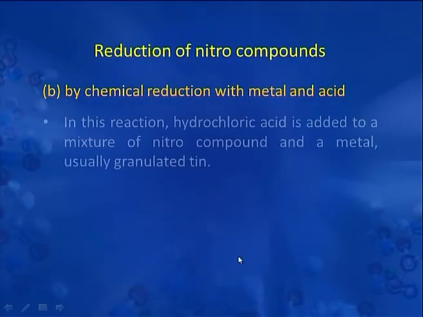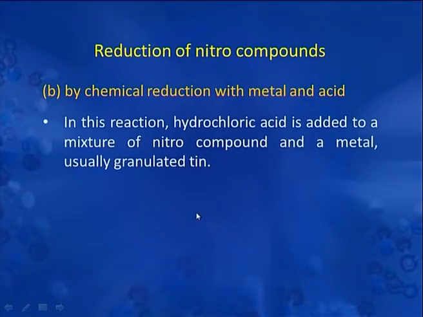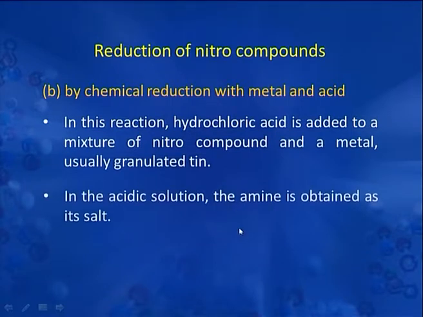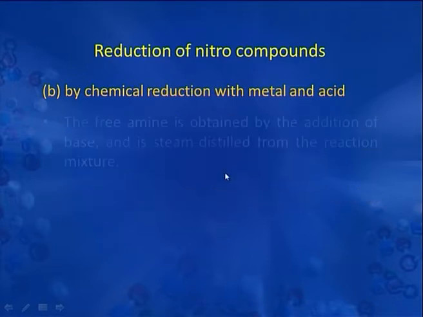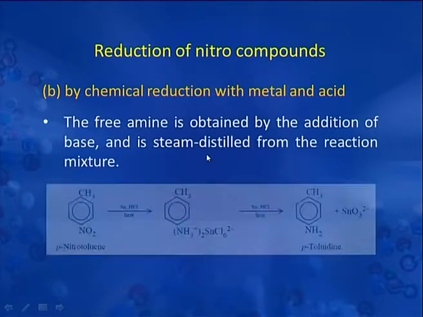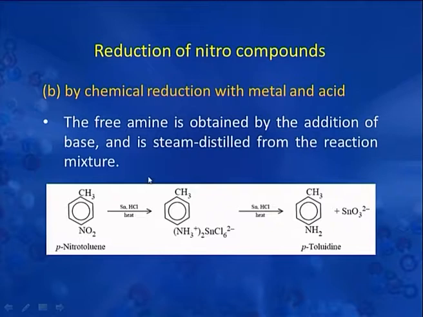The second method of reduction is via metal and acid. In this reaction, hydrochloric acid is added to a mixture of nitro compound and a metal, usually granulated tin. In the acidic solution, the amine is obtained as its salt, and the free amine is then obtained by the addition of base.